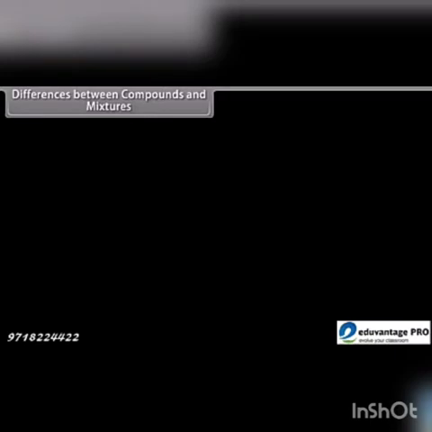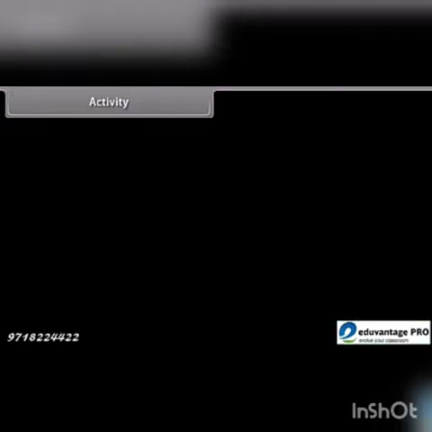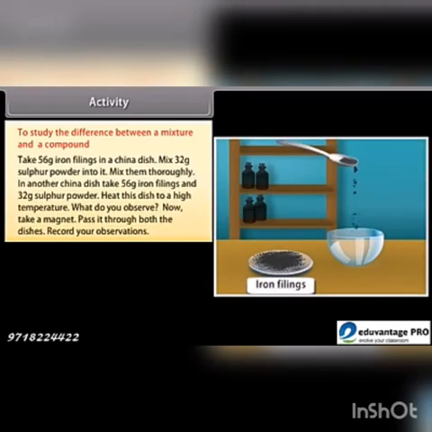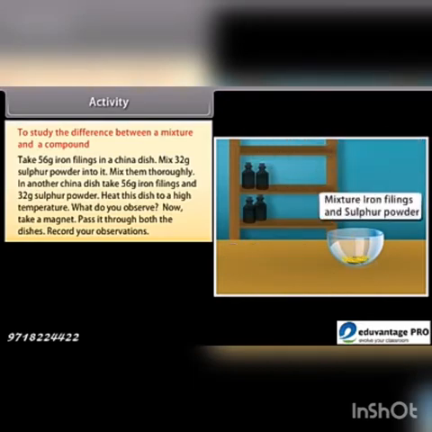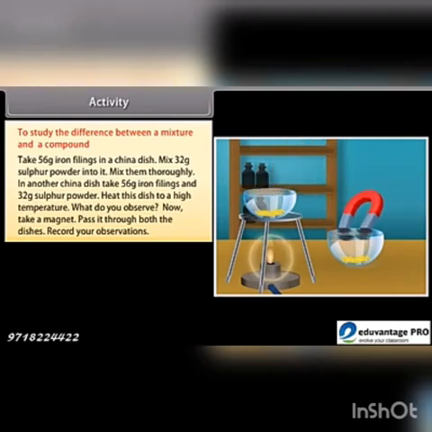Differences between compounds and mixtures. Activity. To study the difference between a mixture and a compound, take 56-gram iron filings in a china dish. Mix 32-gram sulfur powder into it. Mix them thoroughly. In another china dish, take 56-gram iron filings and 32-gram sulfur powder. Heat this dish to a high temperature. Now take a magnet. Pass it through both the dishes.